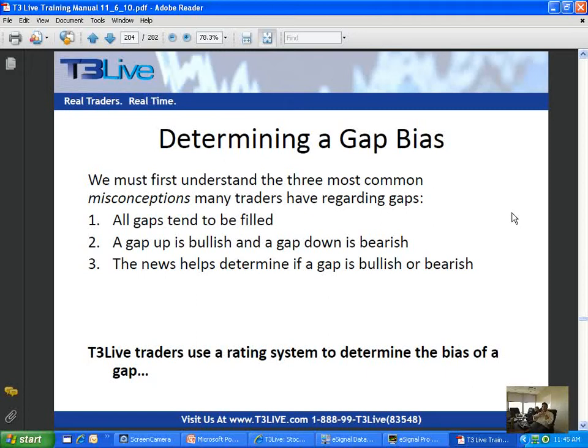Coming in with a gap bias, or determining gap bias. We must first understand that the three most common misconceptions many traders have regarding gaps are that all gaps tend to be filled, a gap up is bullish and a gap down is bearish, and any news helps determine if a gap is bullish or bearish. T3 Live uses a rating system to determine the bias of a gap.